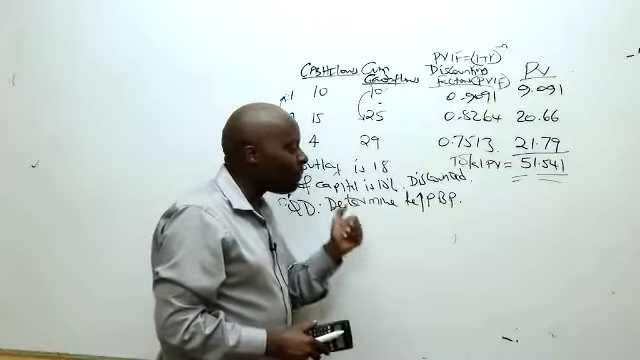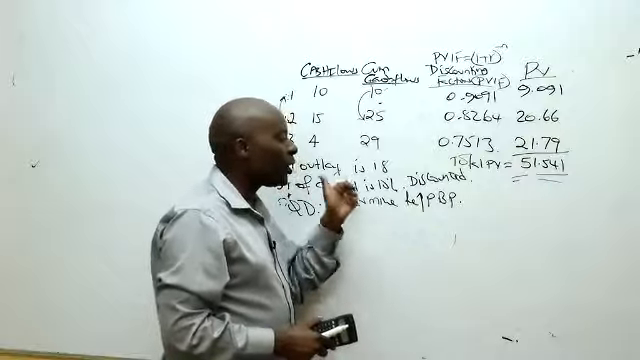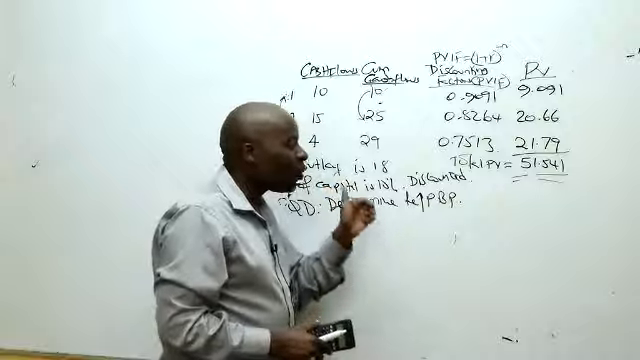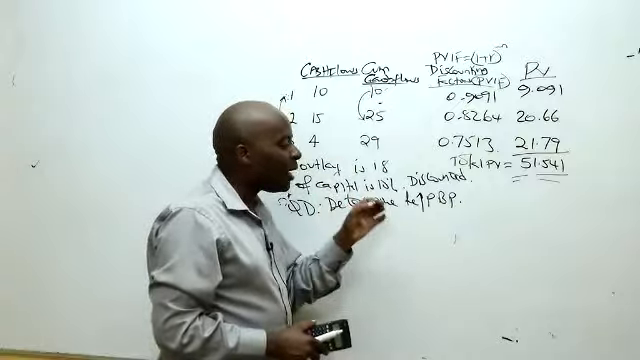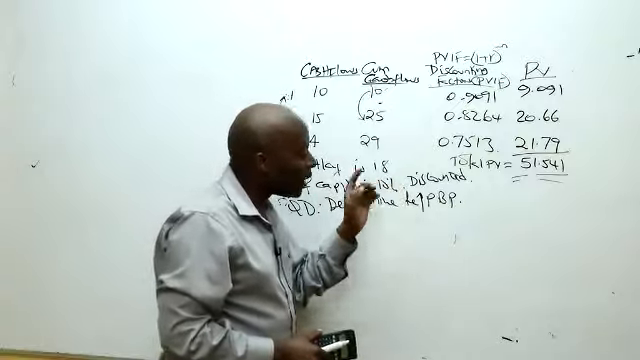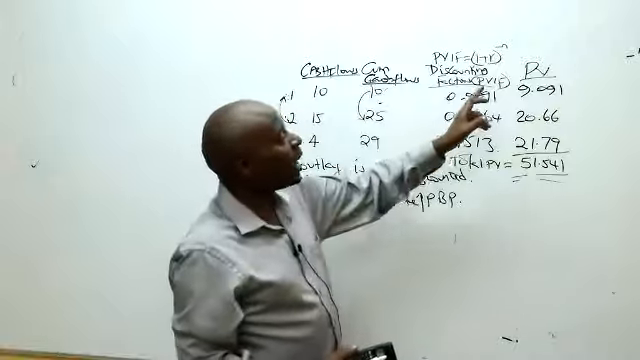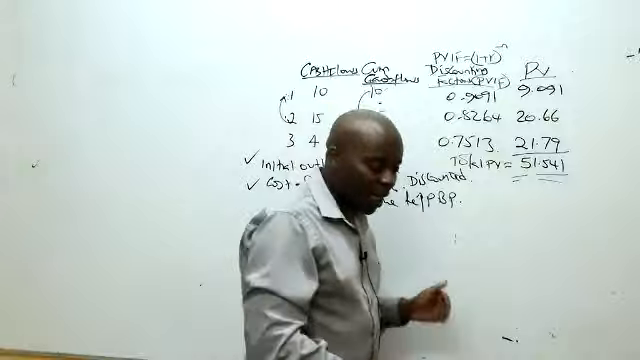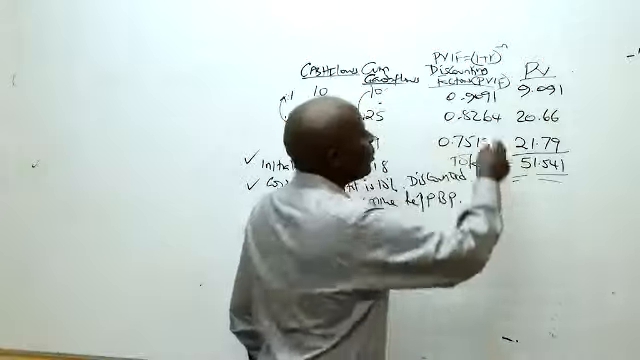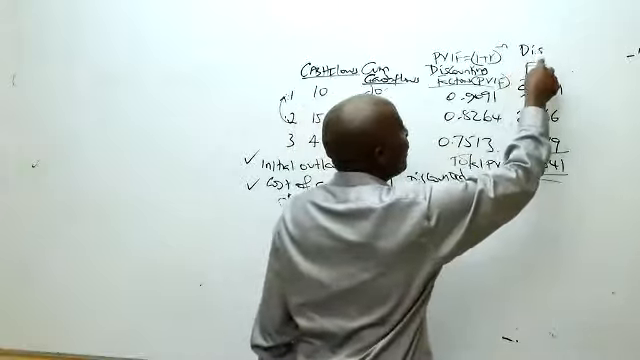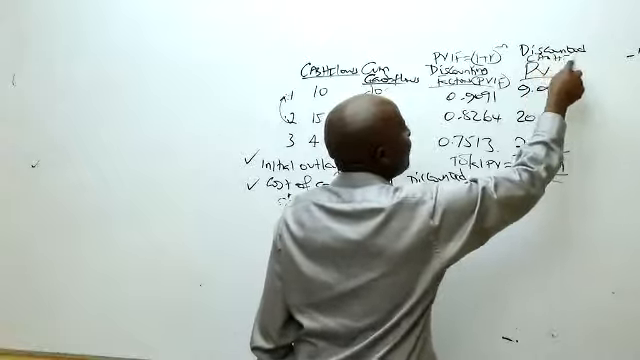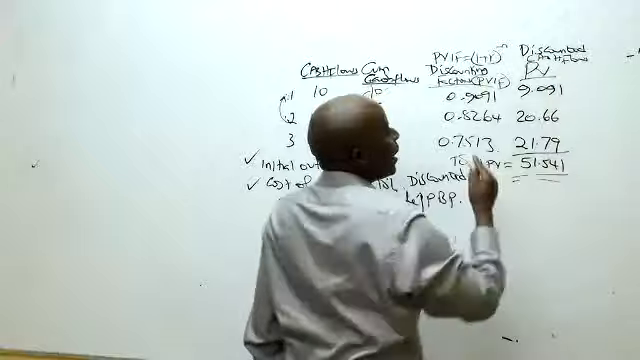But you remember, in this question, they don't want us to get the net present value. They wanted us to find a payback period, but this time around, using the discounted cash flows. So these are our discounted cash flows.